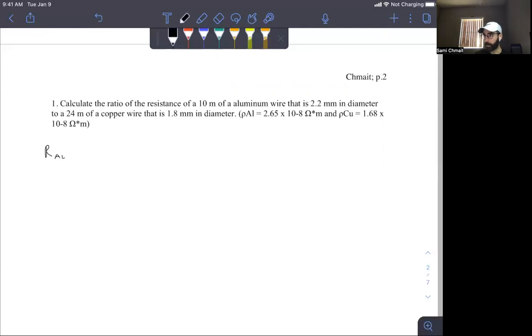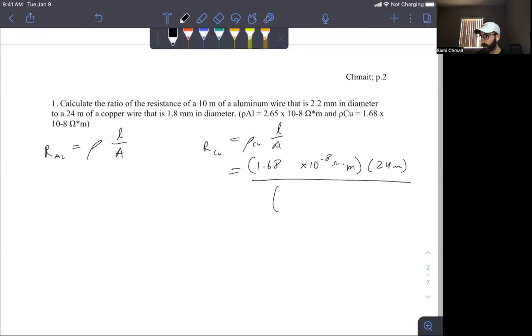So let's say that the resistance of aluminum is equal to that resistivity value, the length over the area. And the same thing with copper here, right? We can solve for this guy like this. So this is of copper and length over area. So we plug everything in here. We'll get 1.68 times 10 to the minus 8, and the units of this are ohms times meters, times 24 meters, and then divided by the area, which is going to be pi times (1.8 times 10 to the minus 3 divided by 2) squared.